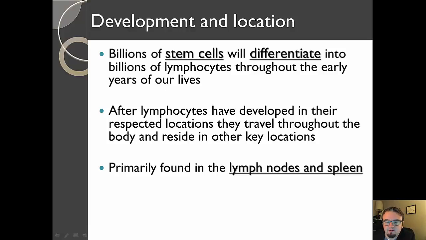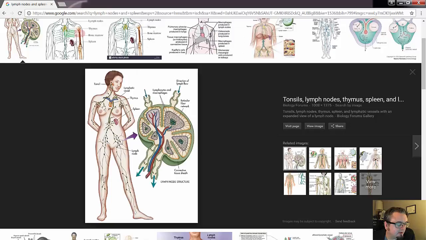Once they develop, they travel to their respective locations and they reside there. As I mentioned, the lymph nodes are one of the primary spots. There's also another spot they reside, which is the spleen. And the lymph node and the spleen are the two major congregation sites.